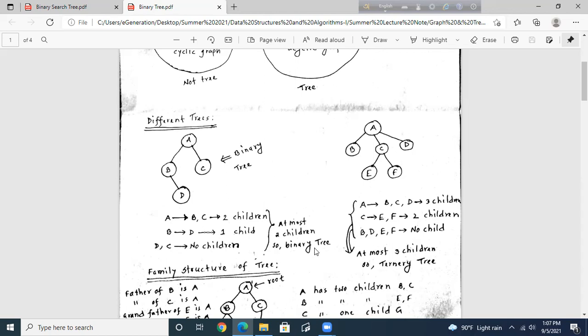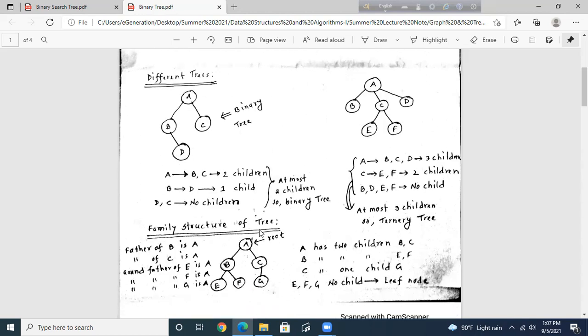Since it has at most two children, it is a binary tree. Dear student, A contains two children, B and C. B contains one child, that is D. And C and D do not contain any children. It is not a complete binary tree, but it is a binary tree because it has at most two children.